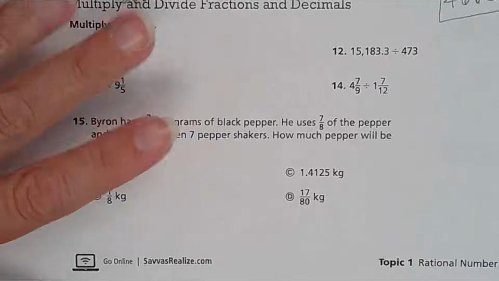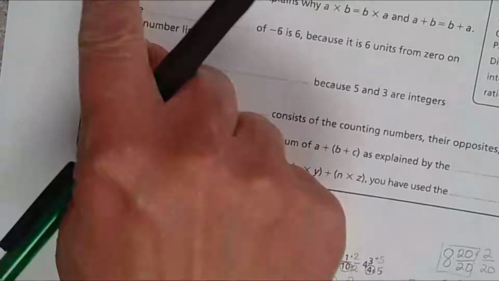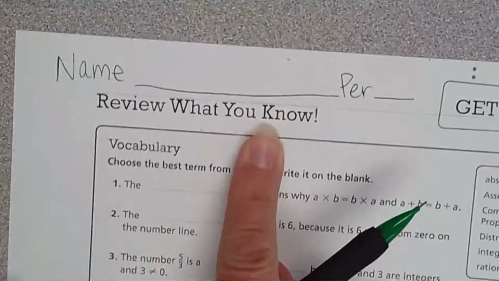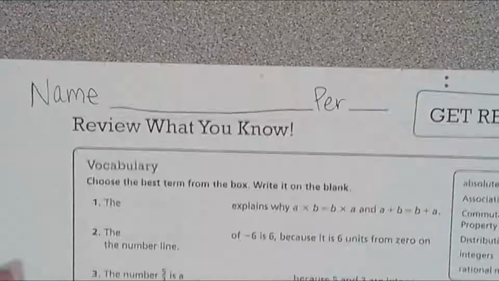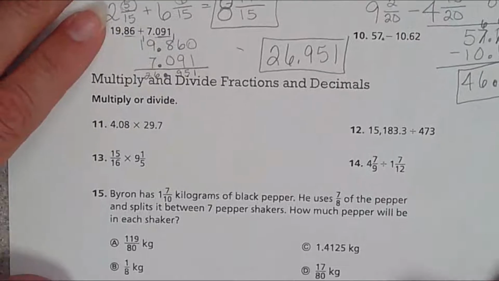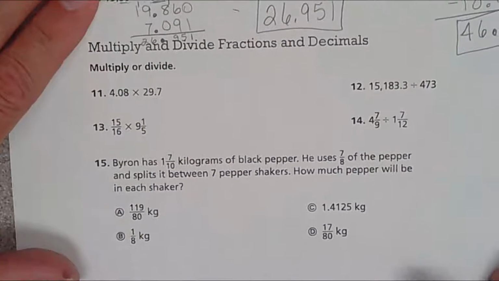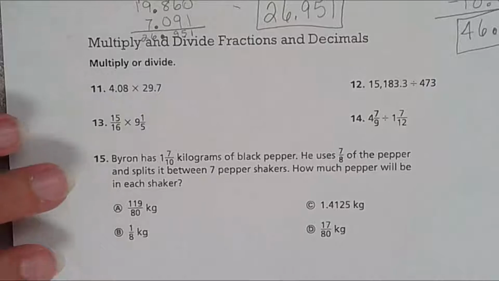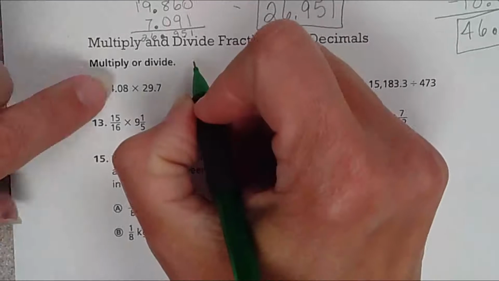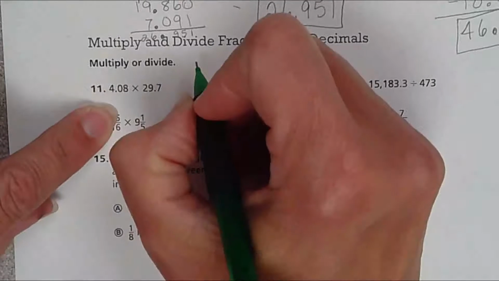Okay, we are doing Unit 1. Review what you know. Get ready. We're doing multiply and divide fractions and decimals. So we're going to start with just the decimals. And I'm going to rewrite this so that they are on top.